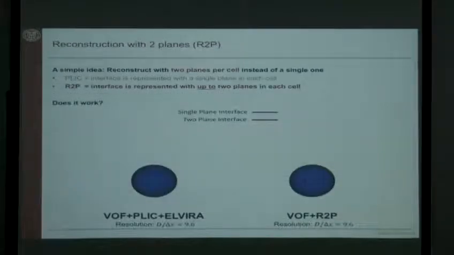Okay, so I'm not going to waste any time with this. I'll directly tell you a solution. It's really the next step up in complexity that we can think of. If one interface is not enough, can we just reconstruct our interface with 2 planes in each cell? So we're going to call that R2P reconstruction, with 2 planes.